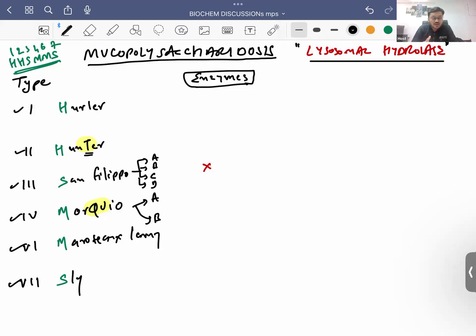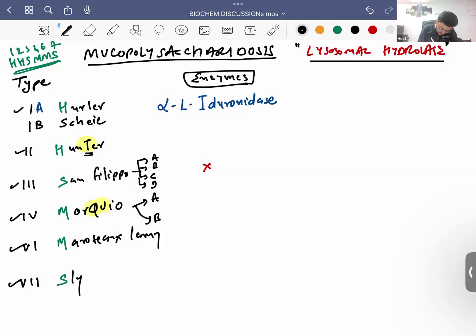Type 1 syndrome, that is Hurler syndrome, is caused by the enzyme known as alpha-L-iduronidase. Now, depending on what type of defect there is, if this enzyme is completely absent, then it is type 1A, that is Hurler syndrome. There is another type, which is type 1B, where this L-iduronidase is not completely absent, but is defective, present in lesser quantity than required. That syndrome is Scheie syndrome. Both type 1A and type 1B are due to a defect in alpha-L-iduronidase.